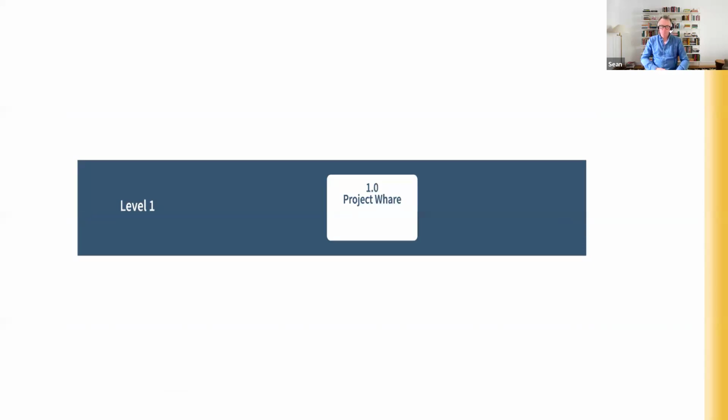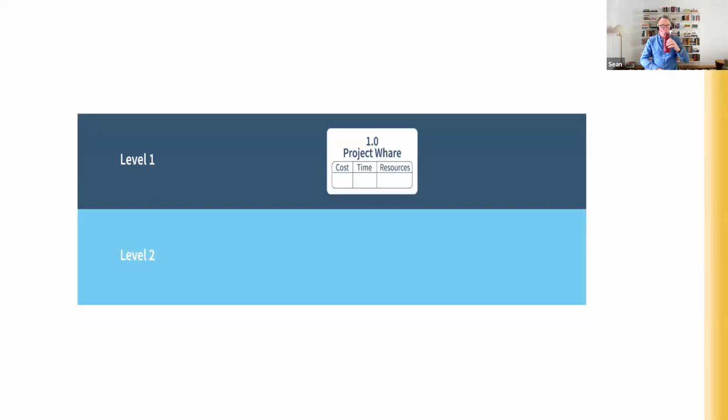If we wanted to, we could also go a little bit further with the information that we put into these and include some space to put cost, time, and resources. Below this, we can put the second level of the breakdown, and this should really be the areas in which we have divided up the work of the project.